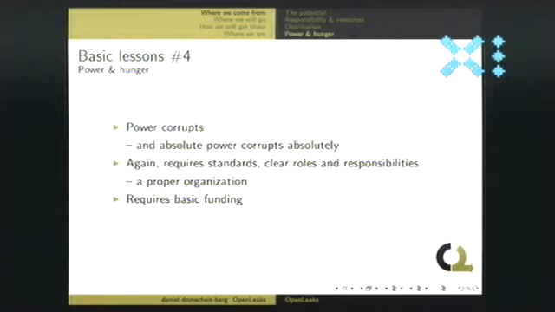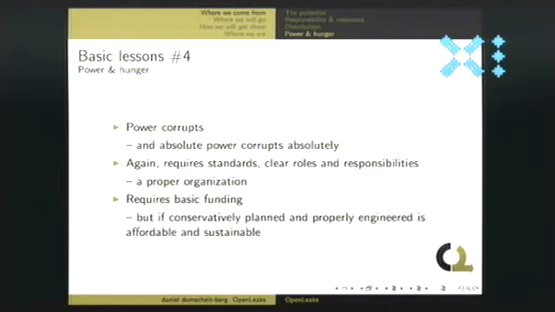It's also requiring basic funding, and that's important for me to mention, because if you're planning a project like this conservatively, you don't actually need too much money. You need some money, I wouldn't deny that, and we are actually in need of more money as well. I wouldn't deny that either. But if you really engineer such a solution, it can be made affordable and sustainable.